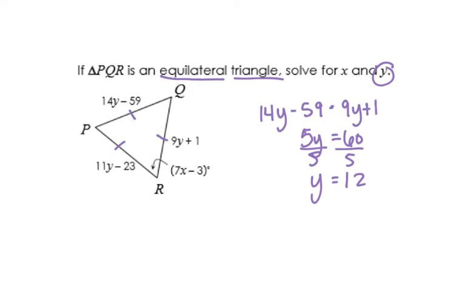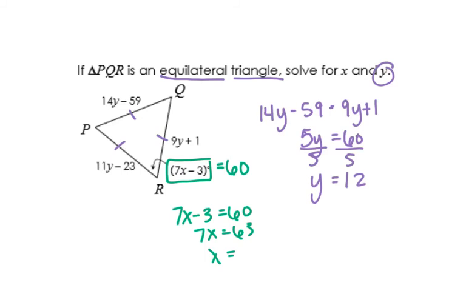Now we've got to find what x equals. So the only thing that tells me is the measure of this one is 7x minus 3, but I know that every angle in an equilateral triangle has to equal 60, so I'm just going to take that expression and set it equal to 60. So I'm going to add 3 to the other side, and then I'm going to divide both sides by 7, so I get x is 9. So we did what the problem was asking.